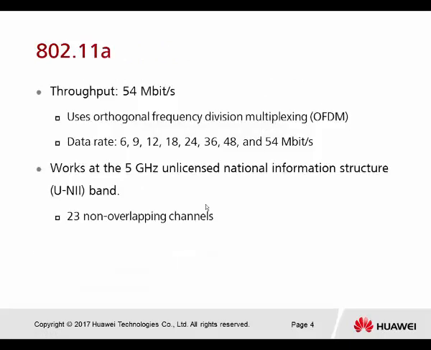For the version 802.11a, the throughput is 54 megabit per second. They're using the modulation technology called OFDM. The data rates can work at 6, 9, 12, 18, 24, 36, 48, and 54. Then this only works at 5 GHz, the Unlicensed National Information Infrastructure. For short we call it the UNII band. The 5 GHz band has 23 non-overlapping channels.